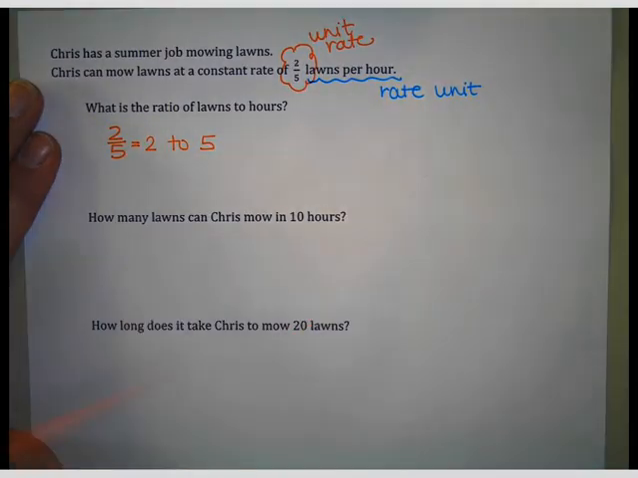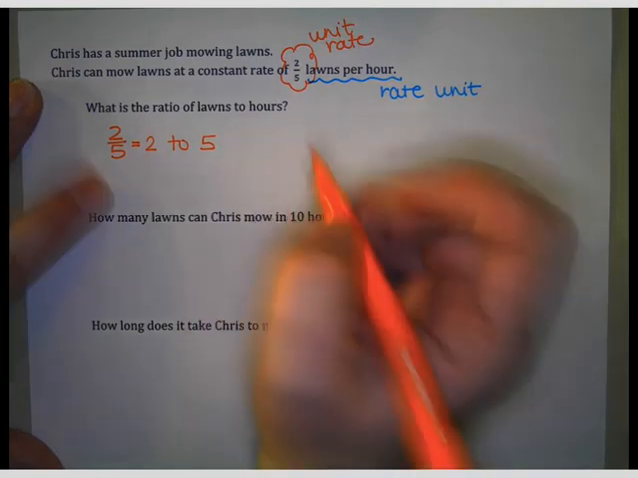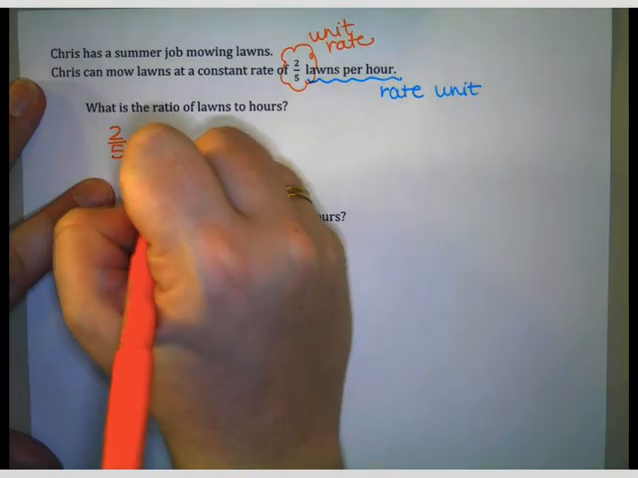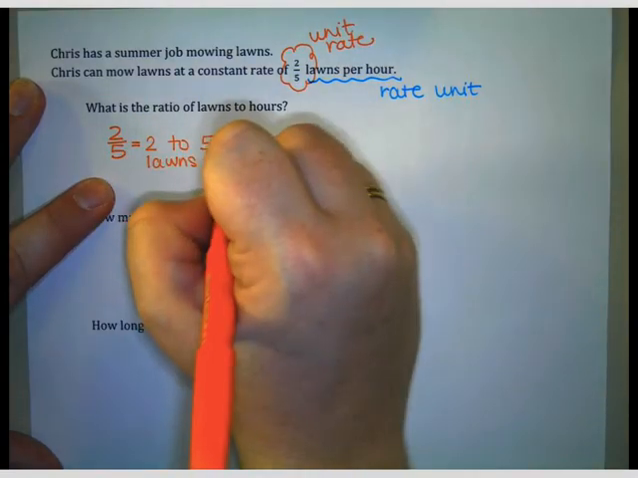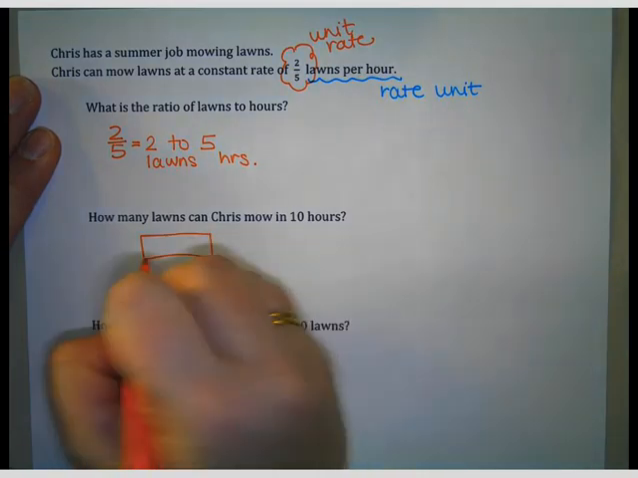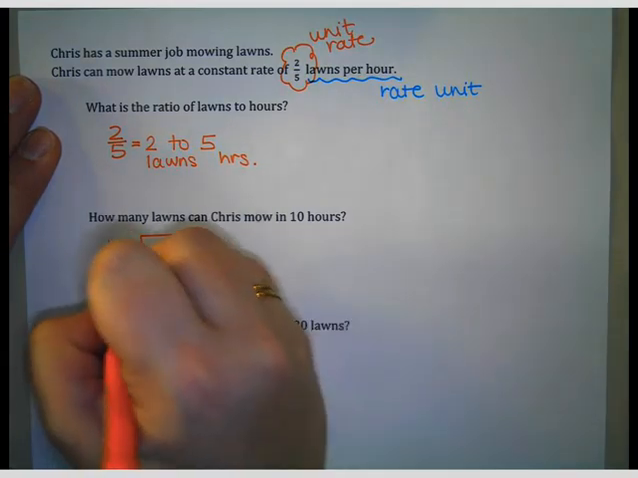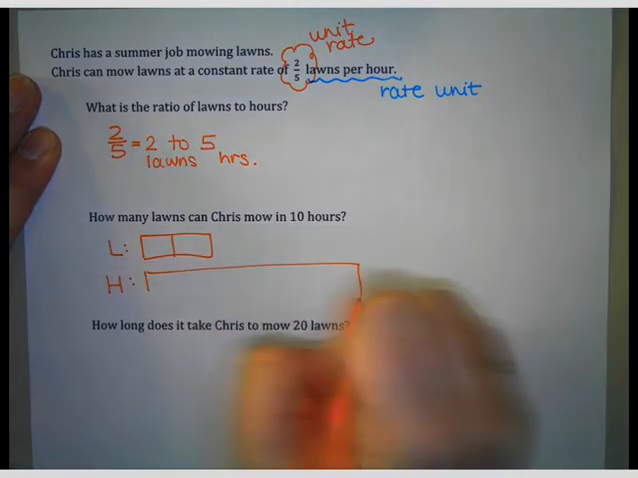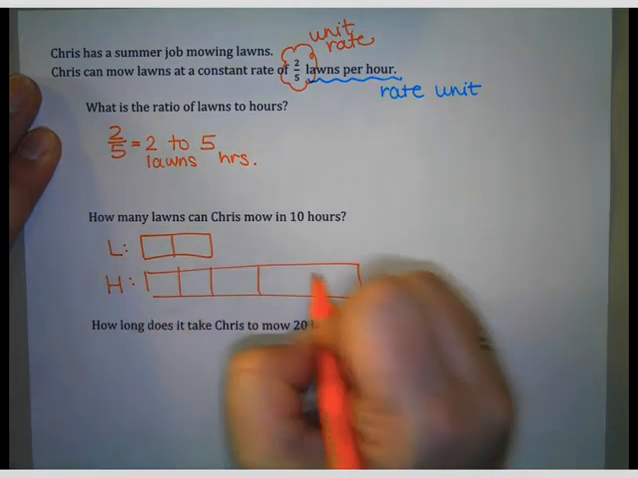So then the question is, how many lawns can Chris mow in 10 hours? Well, right now he's mowing 2 lawns in 5 hours. So I could draw a tape diagram or a bar model. Here's his lawns. Here's his hours. 1, 2, 3, 4, 5.